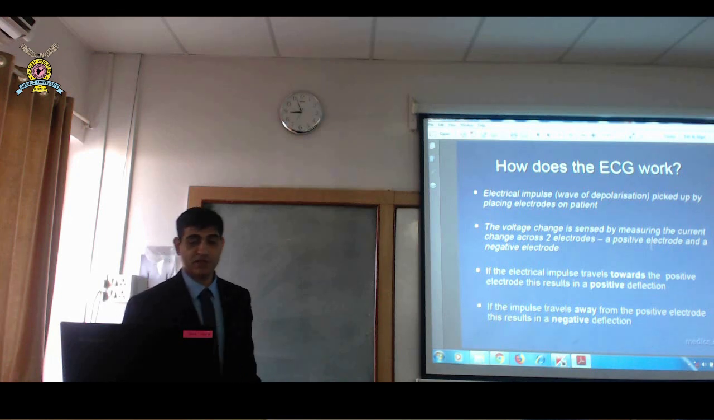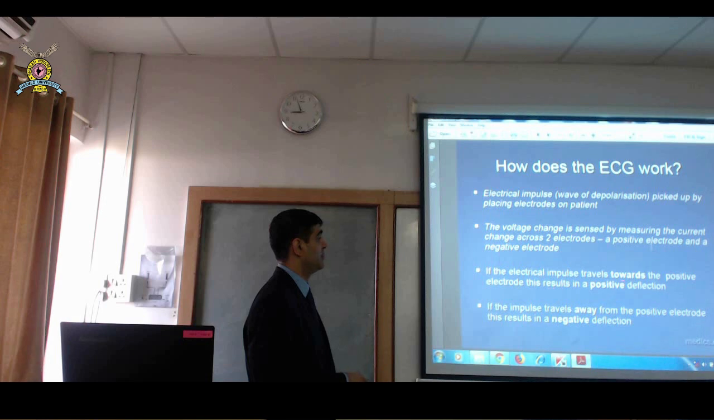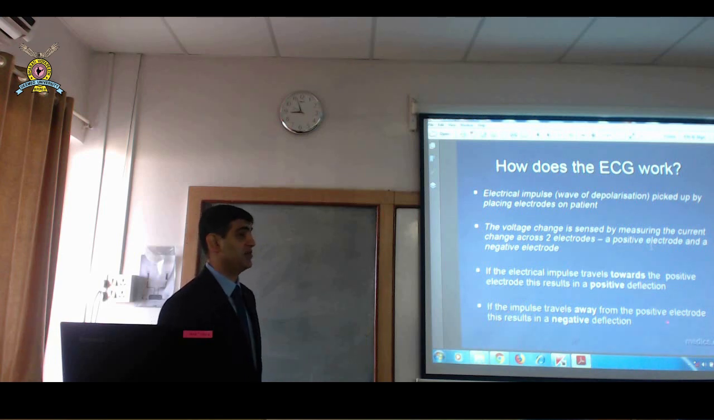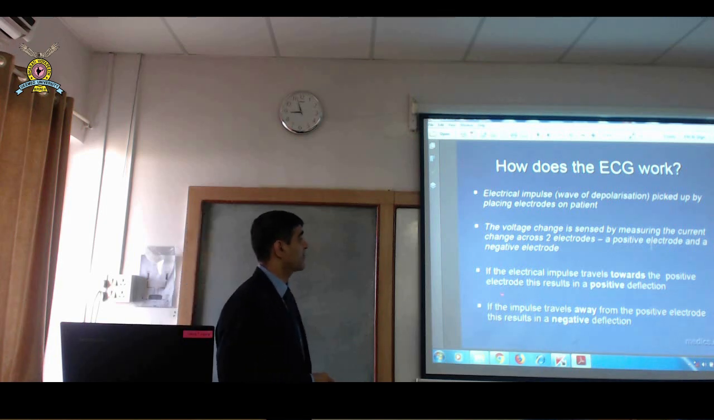So we discussed this. ECG works by picking up the signals from the heart. Voltage is sensed by measuring current change across two electrodes, a positive electrode and a negative electrode. If the electrical impulse travels towards the positive electrode, this results in a positive deflection. If the impulse travels away from the positive electrode, this results in a negative deflection.